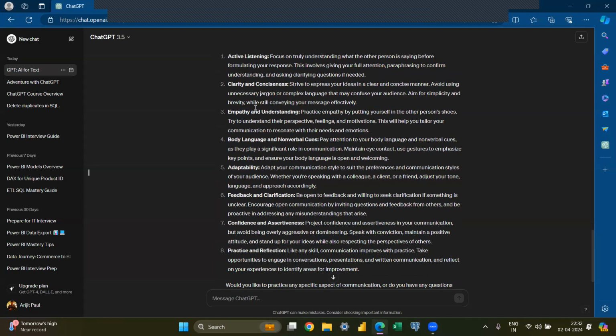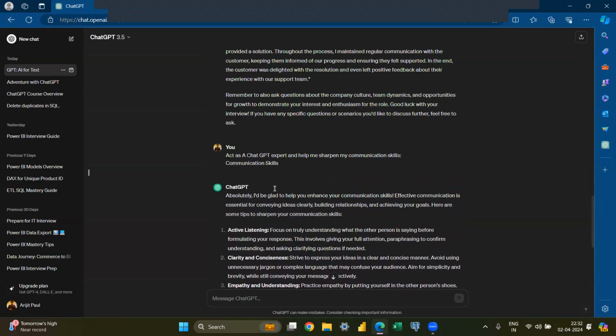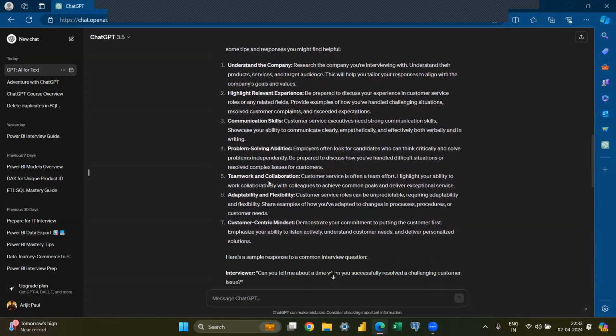It's very important in the field of communication to grow further into this skill. You need to have empathy and understanding. Body language and nonverbal cues, adaptability, feedback and clarification. It essentially gives us a lot of insights. Here we have problem solving abilities, teamwork and collaboration, adaptability and flexibility.